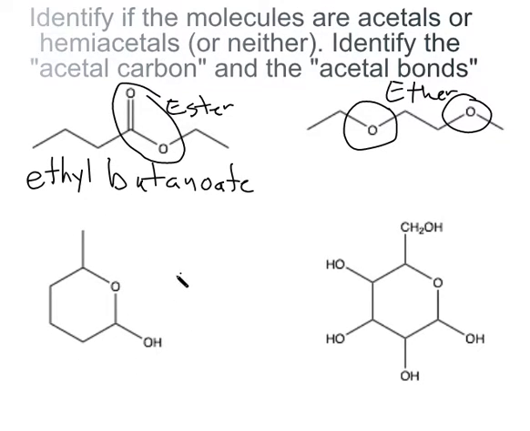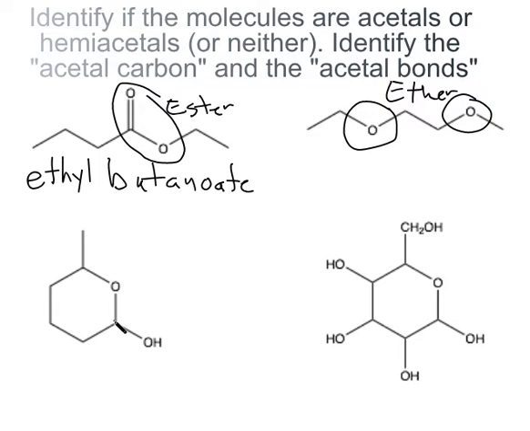Now if we move down, we have a couple of cyclic molecules here. And what we want to do is look to see, okay, here's a carbon attached to an oxygen that's attached to something else. But if we look at this carbon, it's only attached to other carbon chains. So from this perspective, we don't have an acetal or a hemiacetal. Here's our oxygen, and now we're going to move down to the other carbon that's attached.